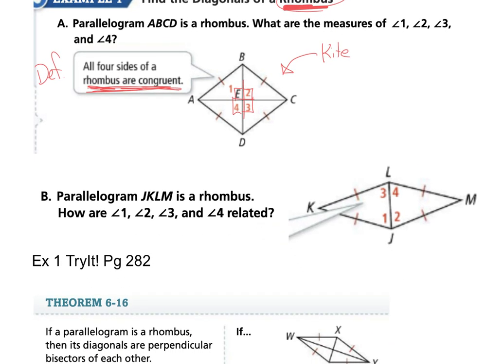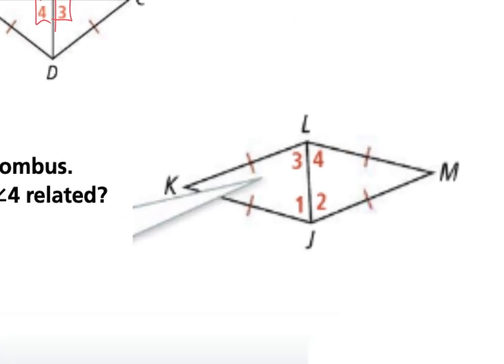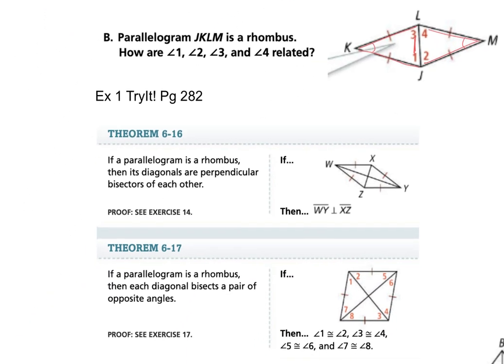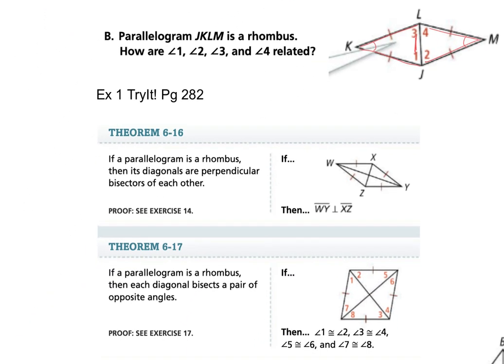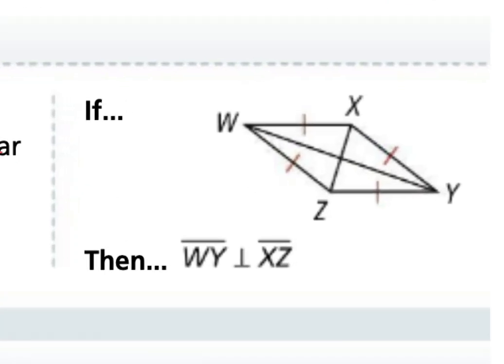Now the other thing to note, look at this. Here we have two isosceles triangles that are congruent. We know that opposite angles are congruent because it's a parallelogram. And so all four of these angles are congruent, and they're congruent to each other because they're base angles. So let's put that in a theorem. If a parallelogram is a rhombus, then its diagonals are perpendicular bisectors of each other. So not only are they perpendicular, but they cut each other in half.